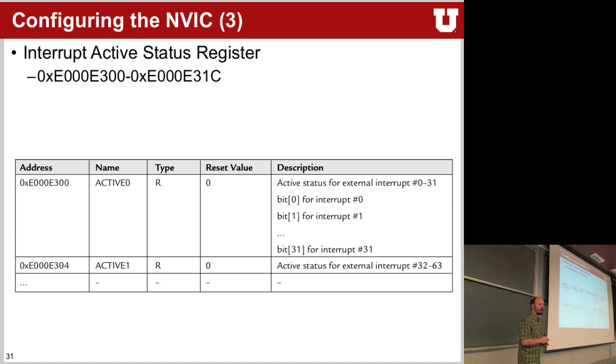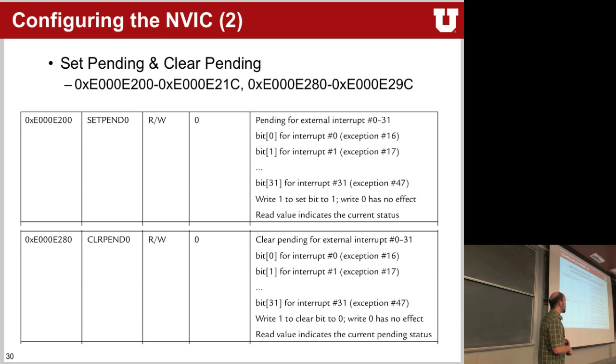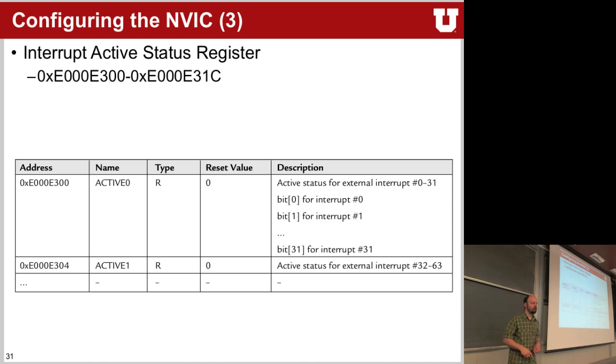Okay. Another register is the active status register. This will tell you if an interrupt handler for a certain exception is active right now or not. Now, one of the things that you can see here is the type is an R. That means this is a read-only register. The NVIC will control this register, but you can only read from it. You can't write. If you write into it, nothing will happen whatsoever. You can't just set an interrupt to active using software. Different from these registers, which are all read-write registers. So you can read and write from them. Okay. Any questions so far on the NVIC?